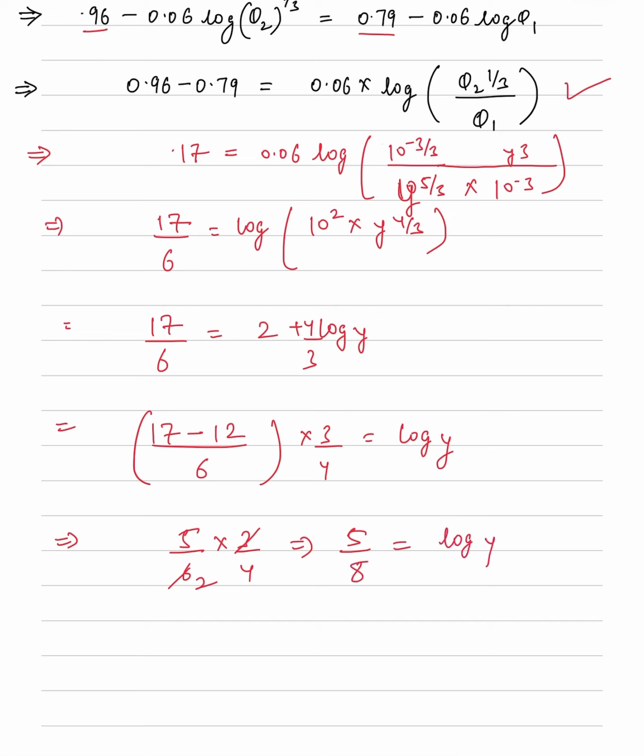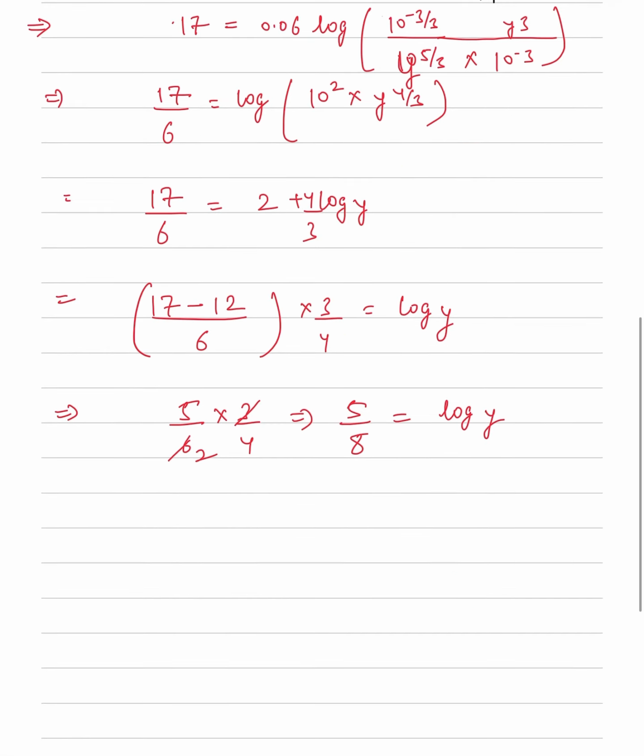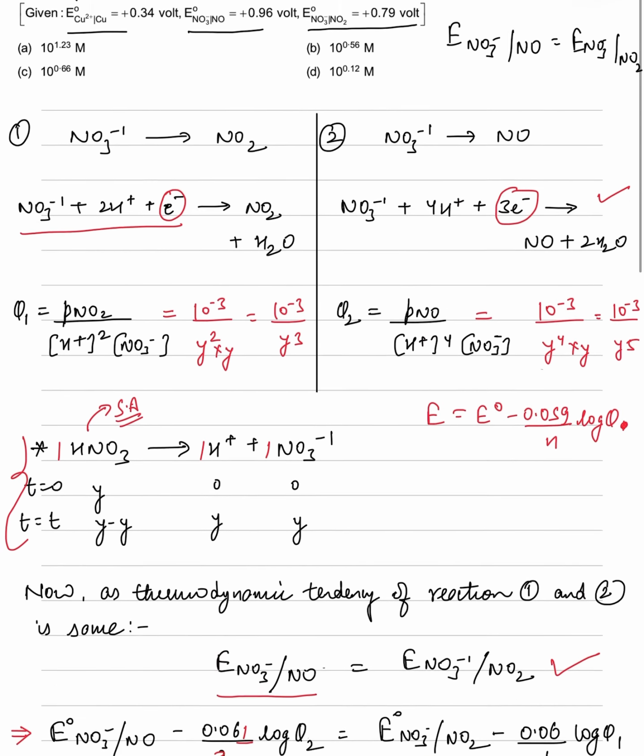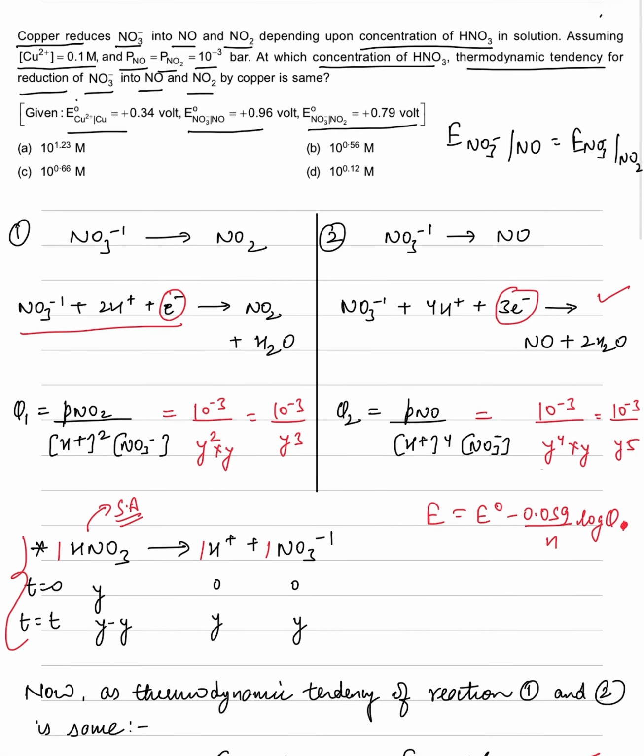If you take the anti-log of this term, y will come out to be 10 raised to power 0.625, right? And y was the concentration of nitric acid which we had taken initially. So let's check if any option matches here or comes out nearby. Here option C is the correct answer, which is totally or nearly correct to our value. So this is how we can easily solve this problem.